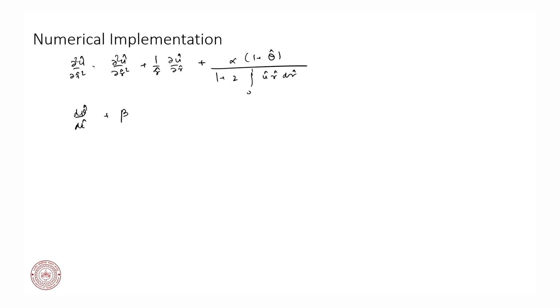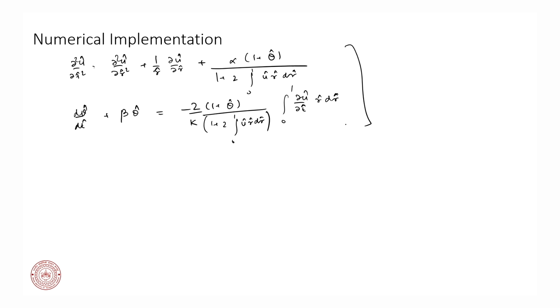plus β into θ̂ equals minus 2 over k, (1 + θ̂) divided by 1 plus 2 integration 0 to 1 û r̂ dr̂, into integration 0 to 1 ∂û/∂t̂ into r̂ dr̂. So, these two equations we are trying to solve.